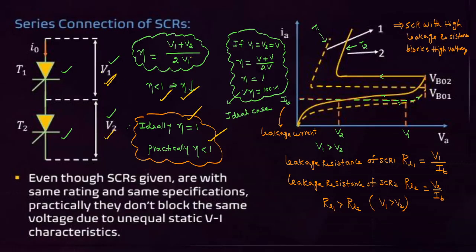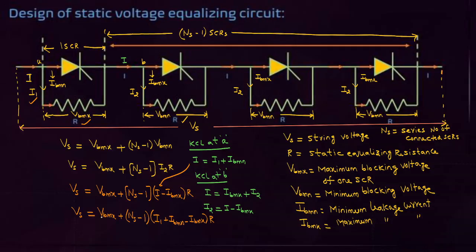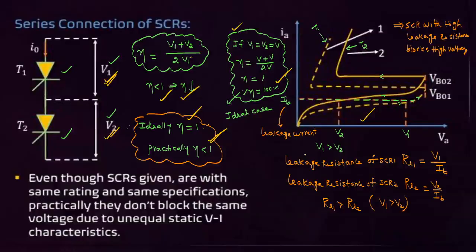Why is string efficiency reducing? Because of unequal voltage distribution. What is the reason for unequal voltage distribution? There are many reasons. One reason is unequal static VI characteristics. If the two SCRs block the same voltage, we get 100%, but this is only the ideal case. Practically, it is never possible. That's why ideally string efficiency equals 1, practically less than 1, because of unequal voltage distribution due to unequal static VI characteristics.